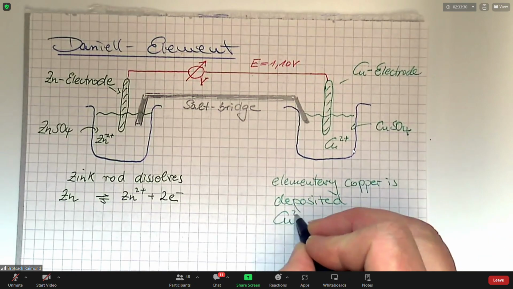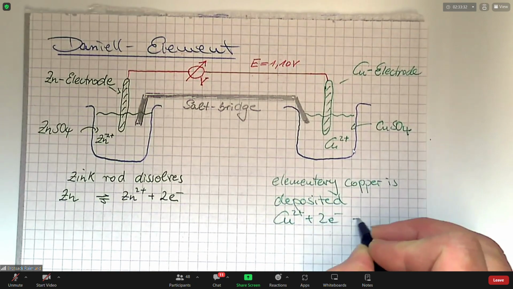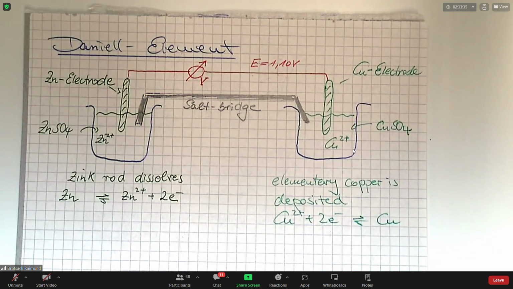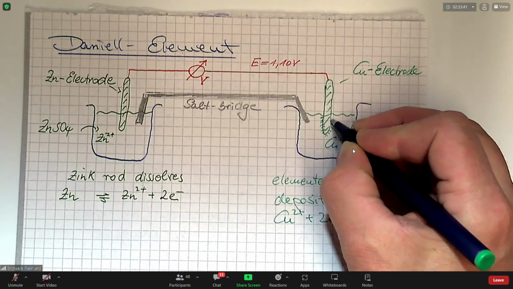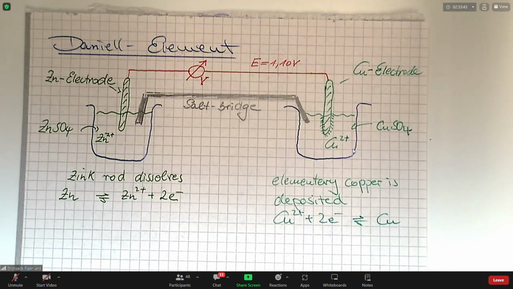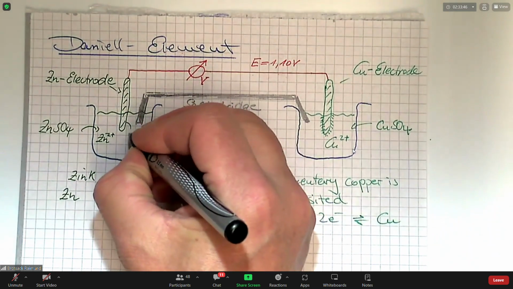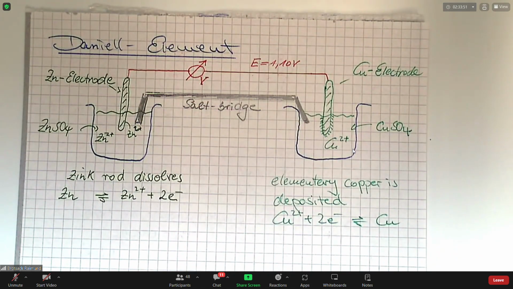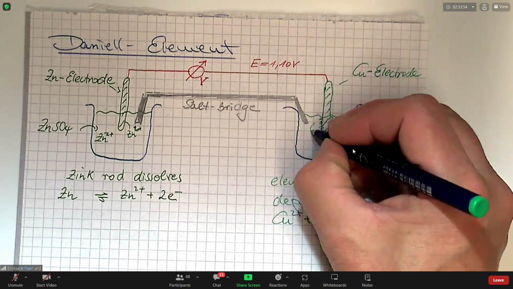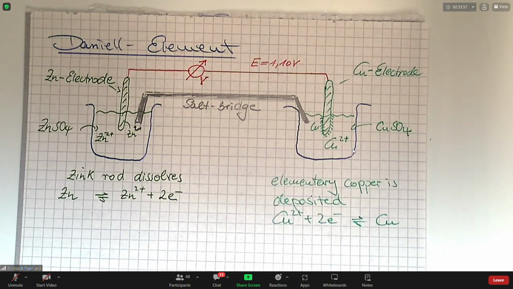So the copper 2+ is reduced and it forms elementary copper. Here we create a bigger copper rod, and here zinc is dissolved to form additional zinc 2+. And this is copper 2+, which is created more and more. So the zinc rod gets less heavy. The copper rod gets thicker and thicker and more heavy because more copper is created.